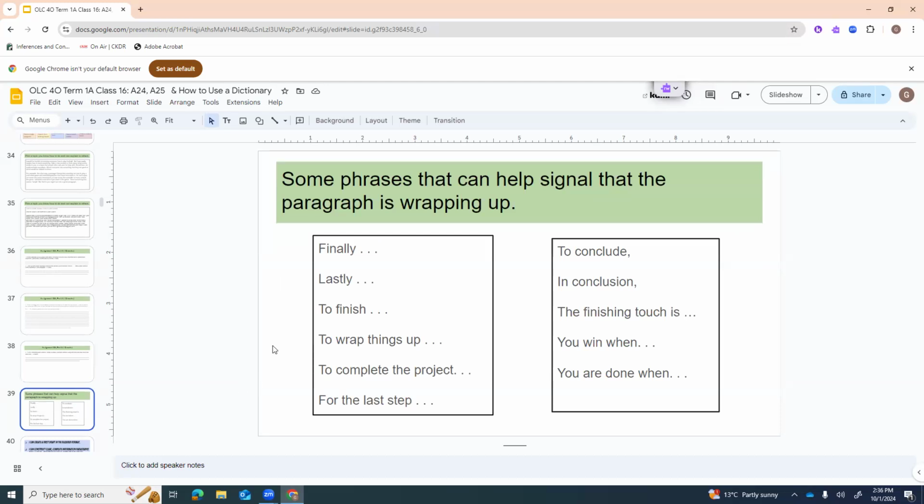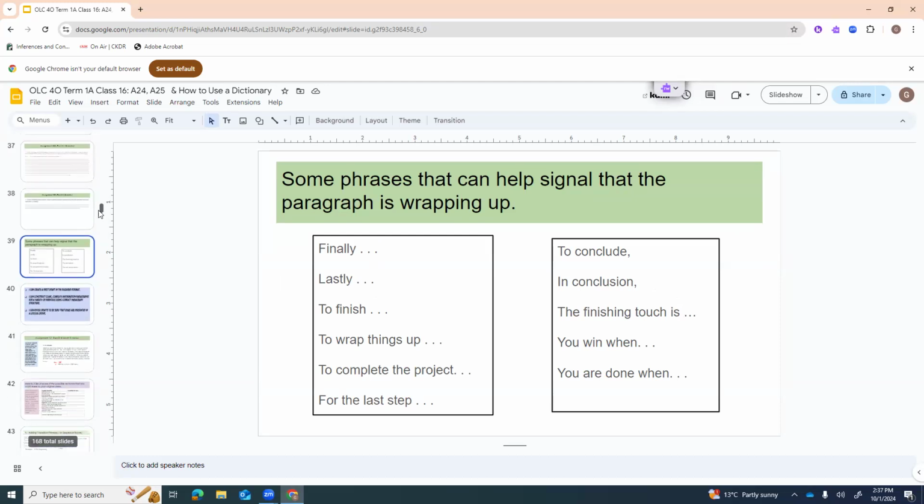When you're doing this, here are some phrases that can help signal that that final sentence is wrapping up. Things like finally, lastly, to finish, to wrap things up, to complete the project, for the last step, to conclude, in conclusion, the finishing touch is, you win when you are done when, all those kinds of things.